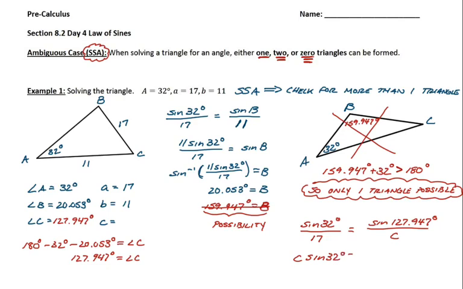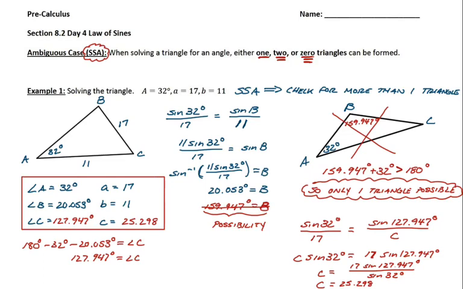So solving for C, multiply both sides by 17 and C. So I get C sine of 32 equals 17 sine of 127.947. Divide both sides by sine of 32. And make sure you are careful when you type this in your calculator. And what I would get for C is 25.298. So this first example here, using the law of sines just like day 2, but I do have to consider that there could be a second triangle that works. And in this case there wasn't, but that second triangle I drew in that check is really what we're going to be doing every time we have SSA in our given information.